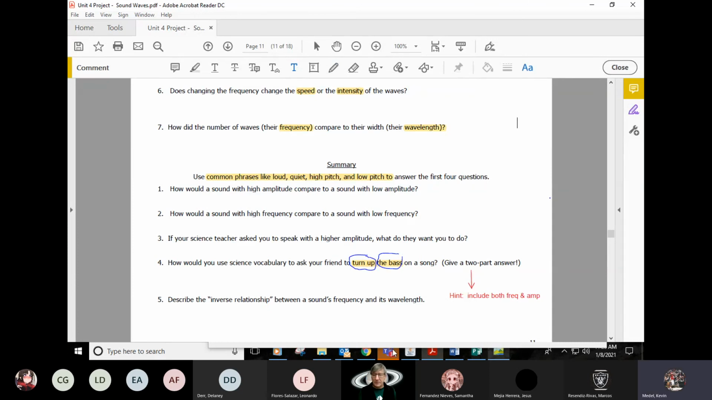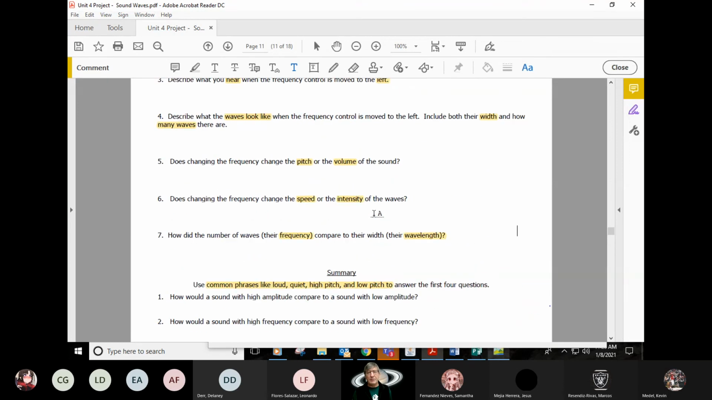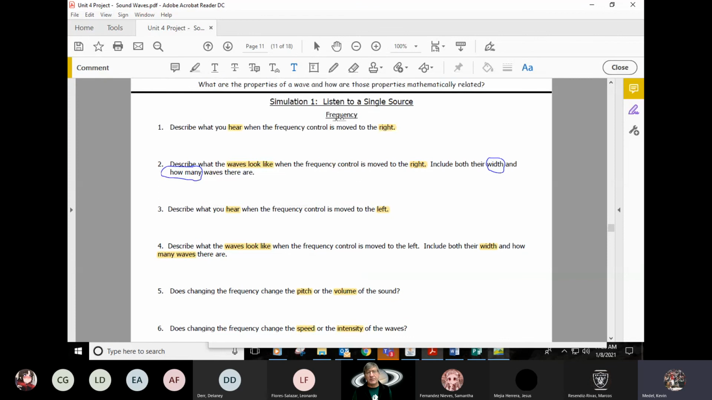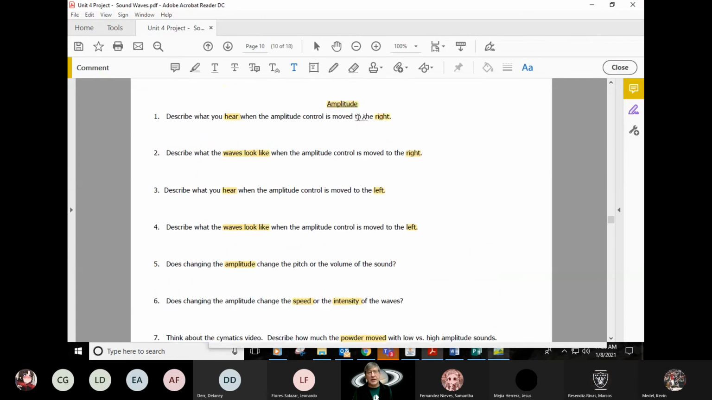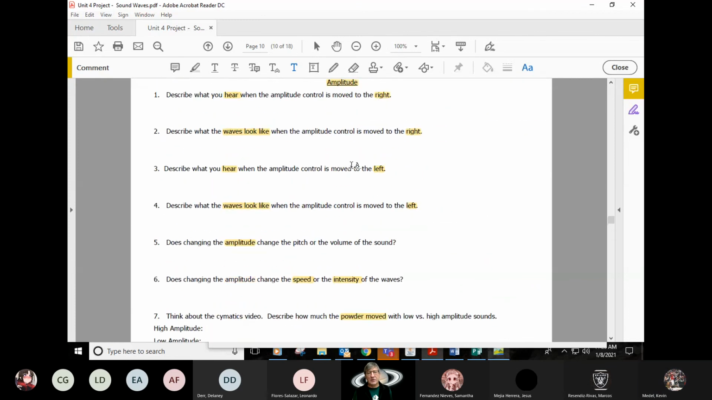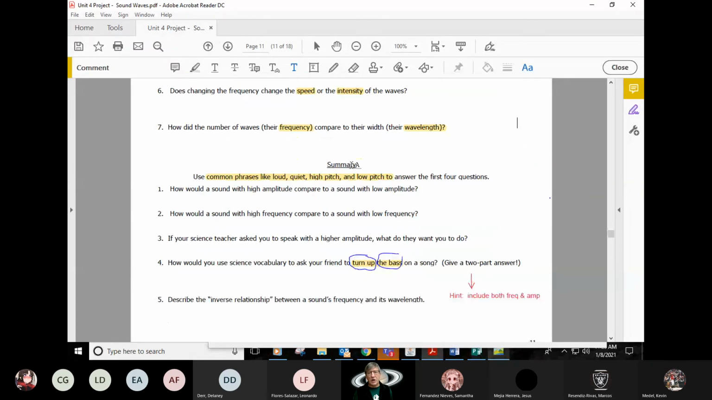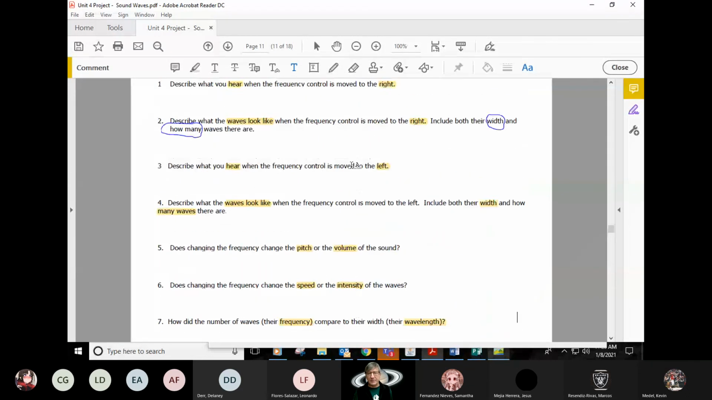What's up? I need help on number 3. Okay, I'm going to ask you to speak with a higher amplitude. What did amplitude mean? Did it mean pitch or did it mean volume? Pitch. Well, remember, we looked at two things: frequency and amplitude. The first thing we looked at was amplitude. The second thing was frequency.